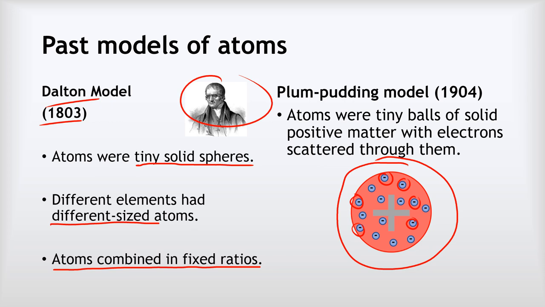And that's what has led us now to our understanding of the Bohr model, with our nucleus in the middle and our electrons orbiting around the outside.